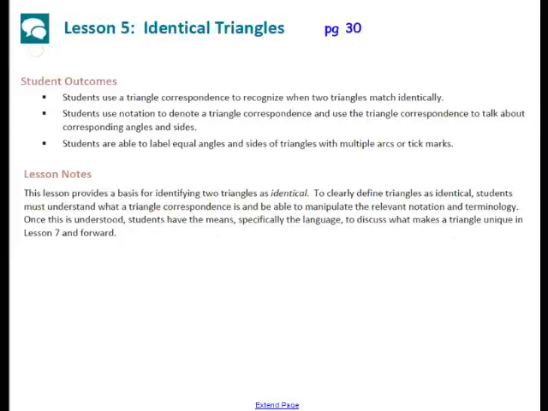This is Mrs. Appia with Lesson 5 from Module 6, Identical Triangles. This is on page 30 in your book. Student outcomes for this lesson.